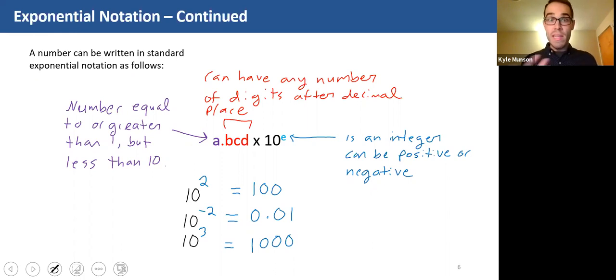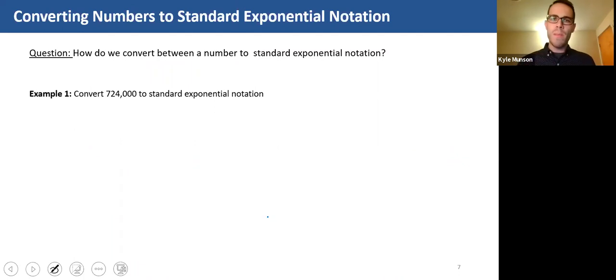Again, just me going over the details of all of this. All right. But that's the idea. Just to summarize again, A is a number equal to or greater than 1, but less than 10. Then there's a decimal point, and you can have any number of digits after the decimal place. And then 10 raised to some exponent. That exponent has to be a whole number that can either be positive or negative, and it represents different multiples of 10. All right, so let's do an example. Like I said, let's do some examples so this makes more sense. It's not very hard. How do we convert between a number and standard exponential notation?